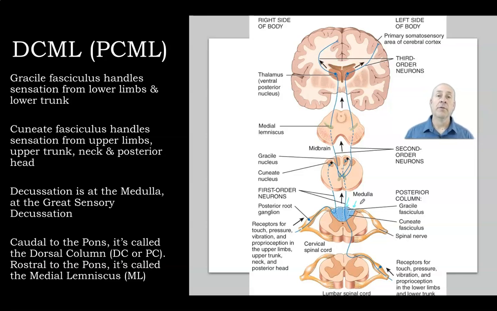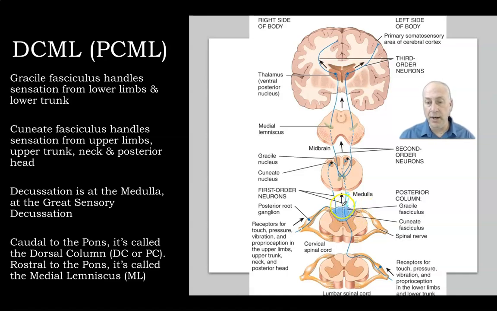So remember that the gracile fasciculus handles information from the lower trunk and the lower limbs because that's where the gracilis muscle is, right? And remember where gracilis was? Supermedial, right? Like on the inside of your leg. So put the gracile fasciculus, I'll put a G, make that one the more medial of the two.